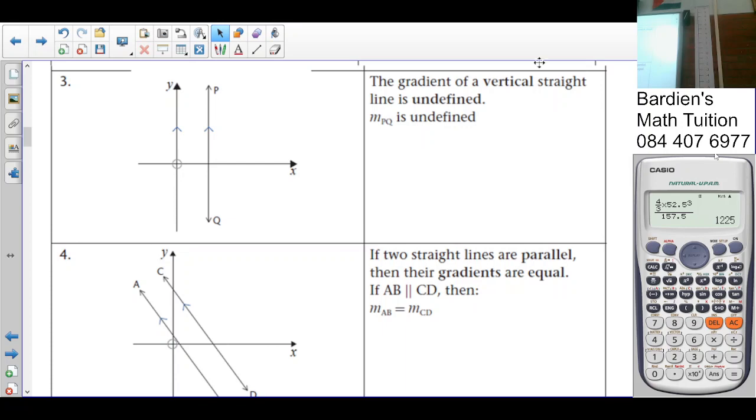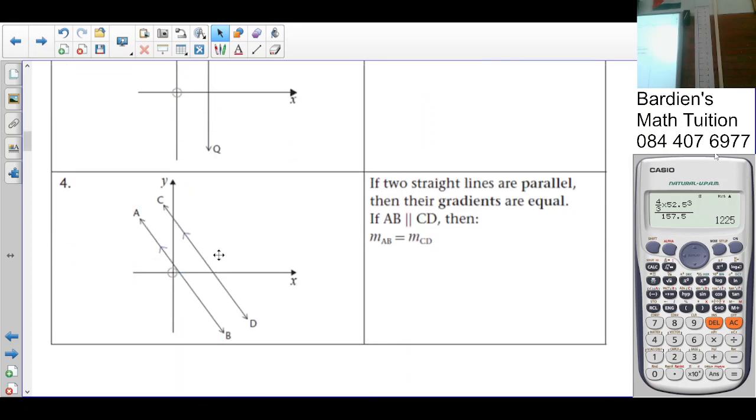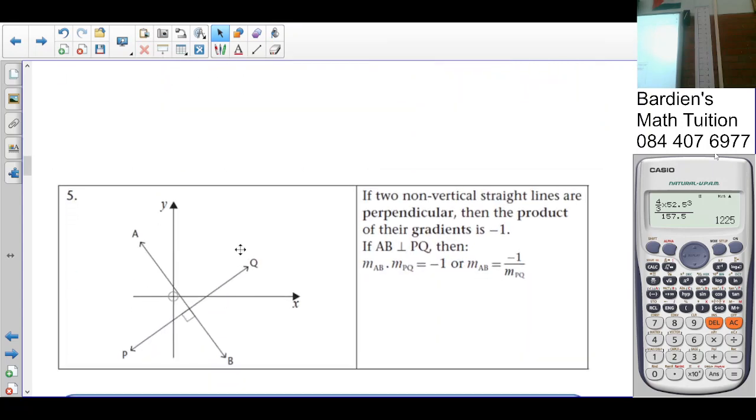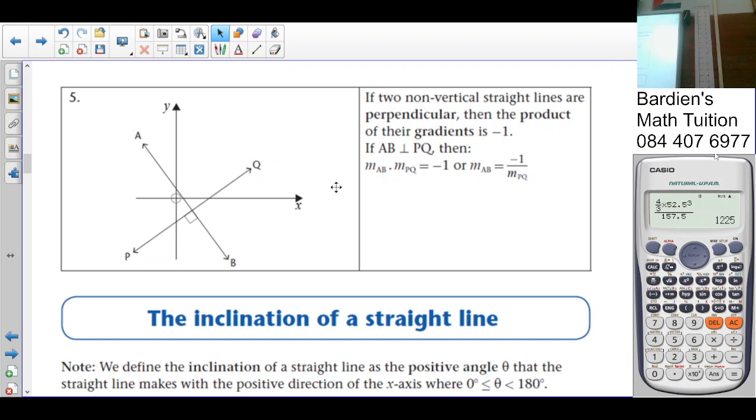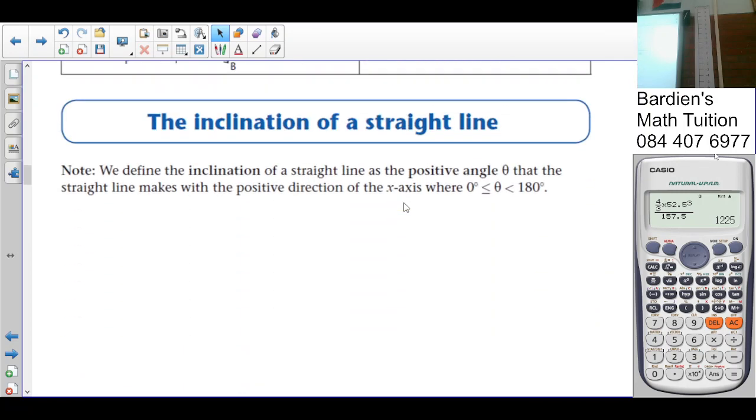Okay, something we've used extensively. If lines are parallel, what do we know? Gradients are equal. Okay? If the lines are perpendicular, what do we know? That the product of the two gradients is -1. We don't need to make this note. We know this already.